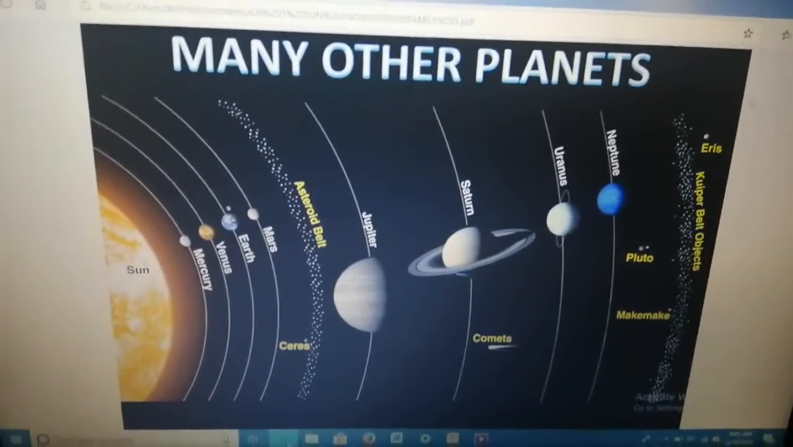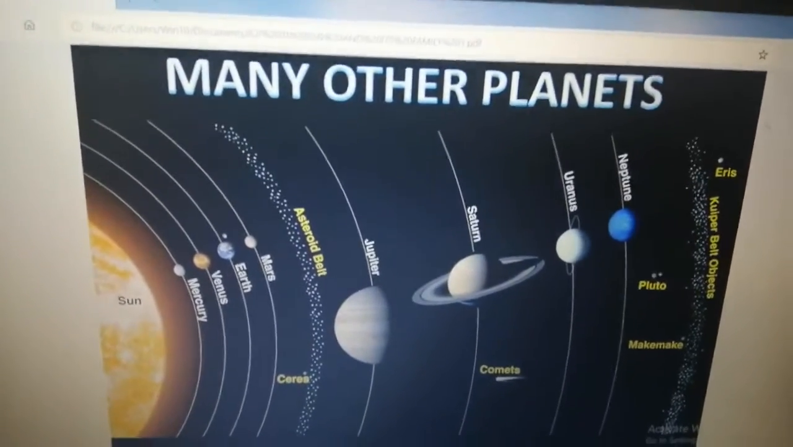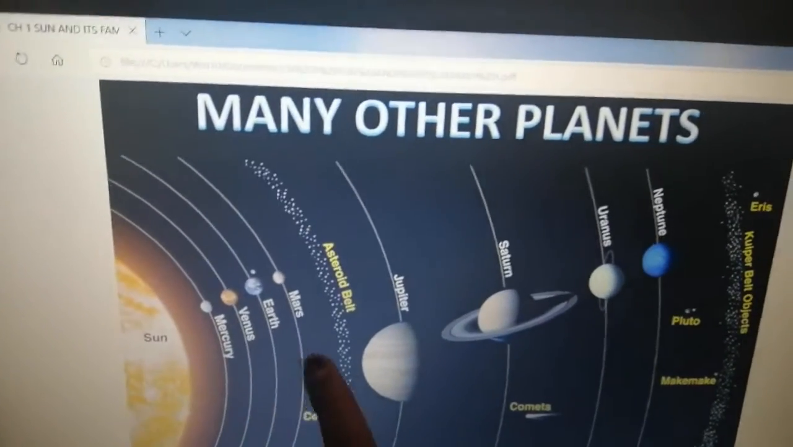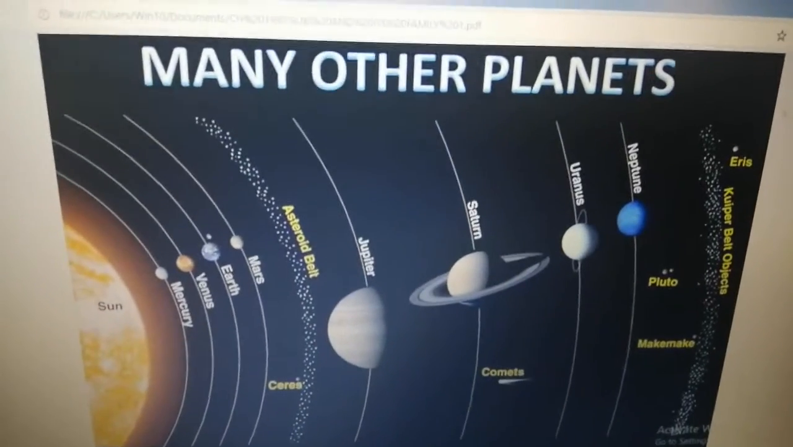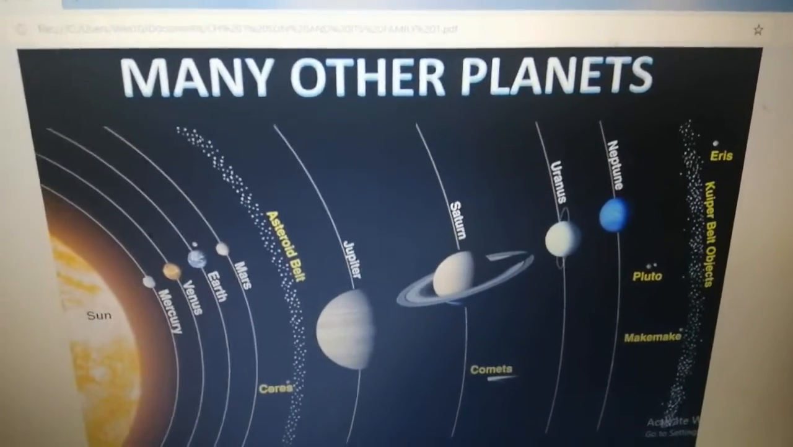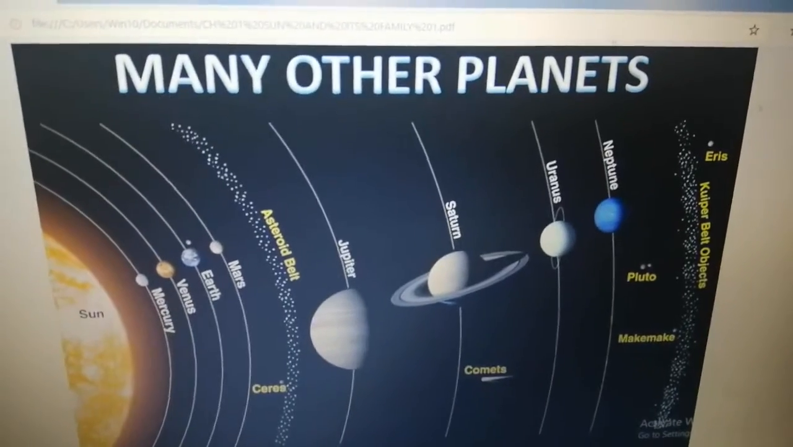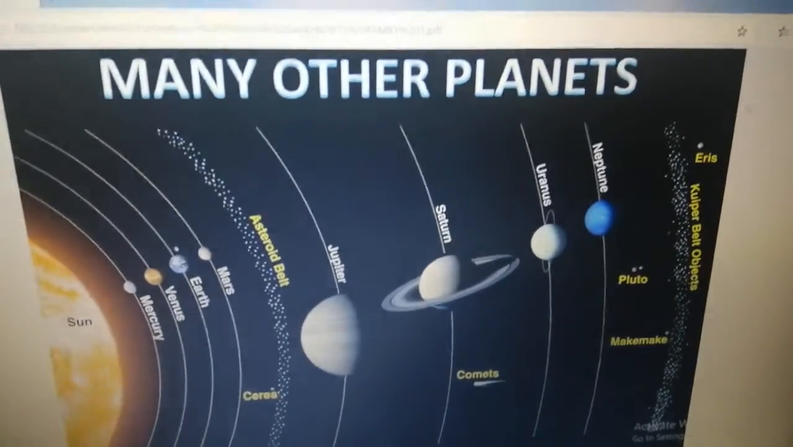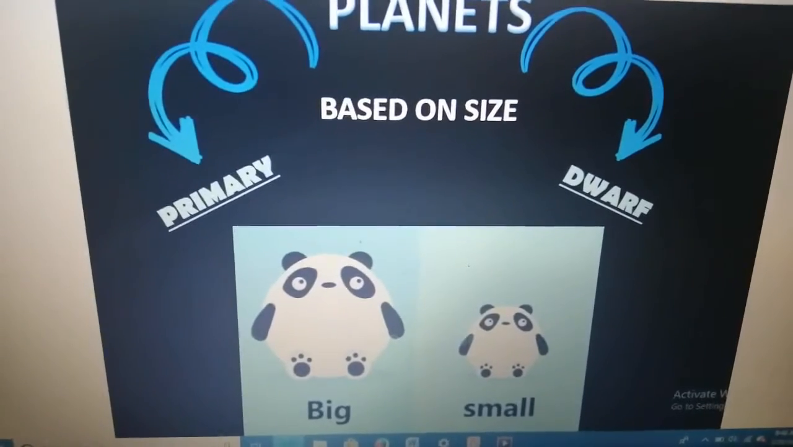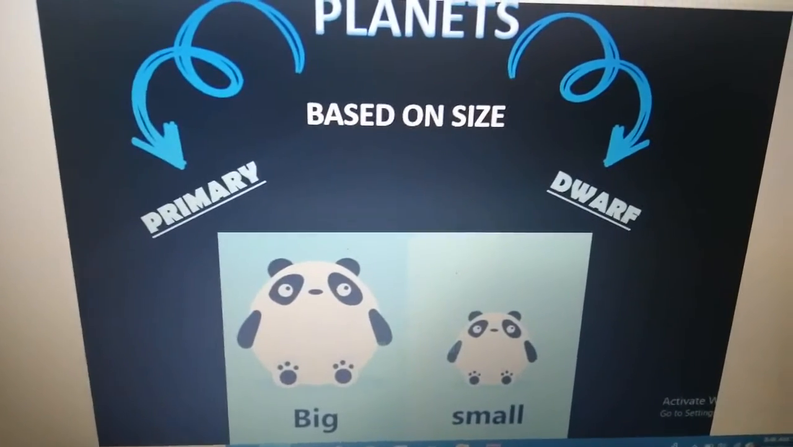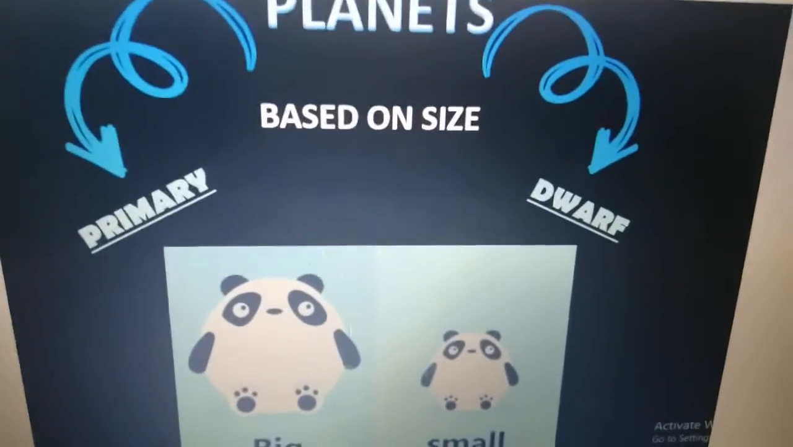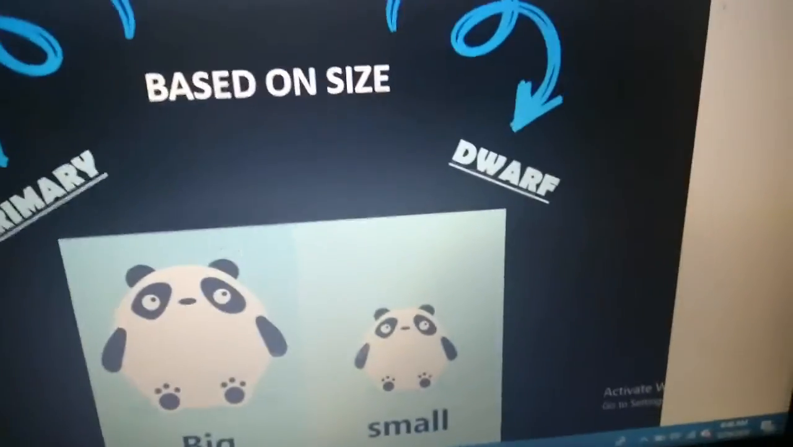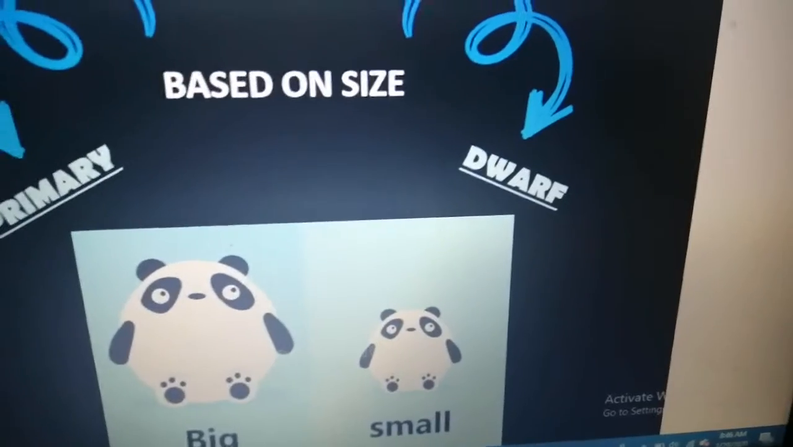And just like Earth, we have many other planets. Can you see all of them? These are all the different planets that man has known till date. We are yet to discover many such planets. Now, planets based on their size are divided into two groups: primary group and dwarf group. The primary planets are big in size, whereas the dwarf planets are small in size.